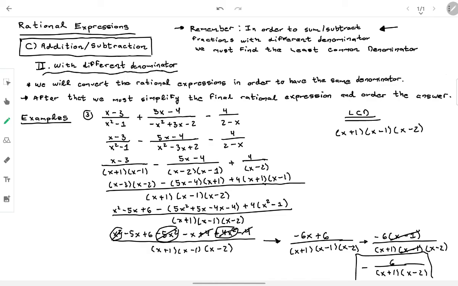Of course, maybe we can also multiply the ones on the bottom, and this answer can also be minus 6 divided by x squared minus x minus 2. And that's the same answer. Remember, we can leave our answer in factors, or we can multiply the factors. Both answers are correct. So that will be it for today's topic. That was addition and subtraction of rational expressions with different denominators. Let's see each other in the next video.